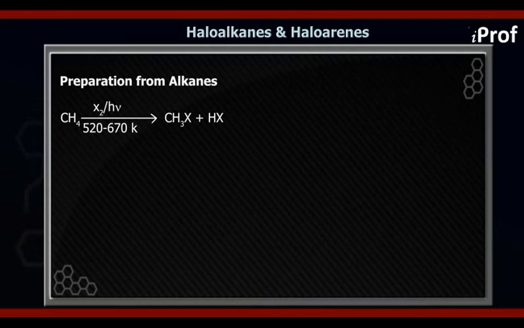After this, what happens? We have the same reaction conditions, that is temperature, reagent and sunlight: 520 to 670 Kelvin temperature in the presence of halogen molecule X2 and sunlight. Then it forms CH2X2, which is known as dihalomethane. If it is Cl, then we say dichloromethane. If it is Br, then we say dibromomethane. Again in this step HX will be eliminated.